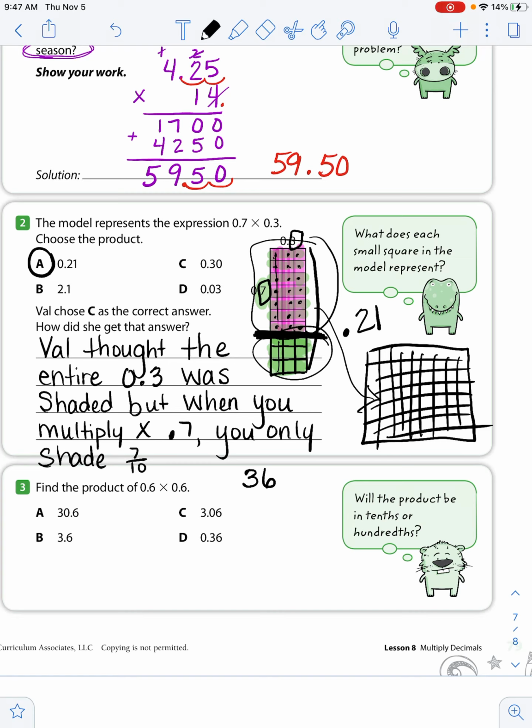But we're doing 6/10 times 6/10. So we're making 6/10 groups of 6/10, okay? So what we're actually going to have is 6/10. Let's think of these like those rods. 1, 2, 3, 4, 5, 6. 1, 2, 3, 4, 5, 6. This is how many tenths we have.